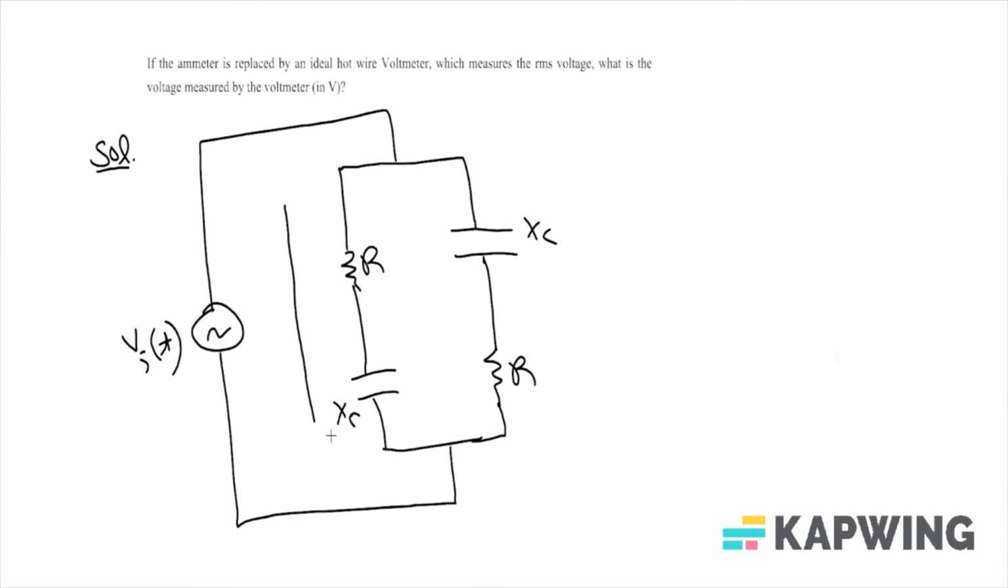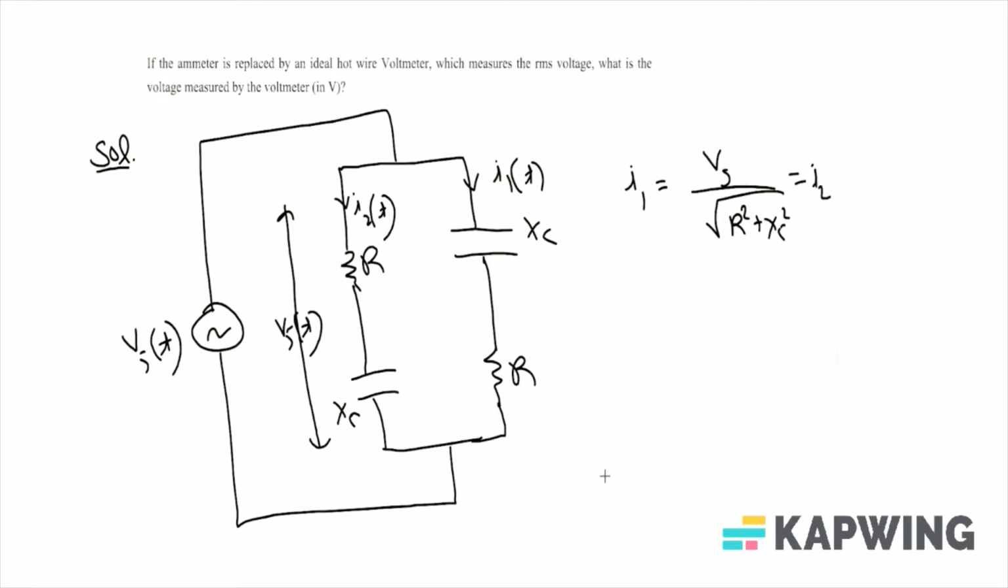So the voltage across these two branches will be VS itself. Let's say the current in the upper branch is I1(t), and the instantaneous current here is I2(t). So the values of I1 and I2 will be the same, and that will be the RMS value of I1, which will be Vs upon under root R square plus Xc square, and the same value will be for I2.